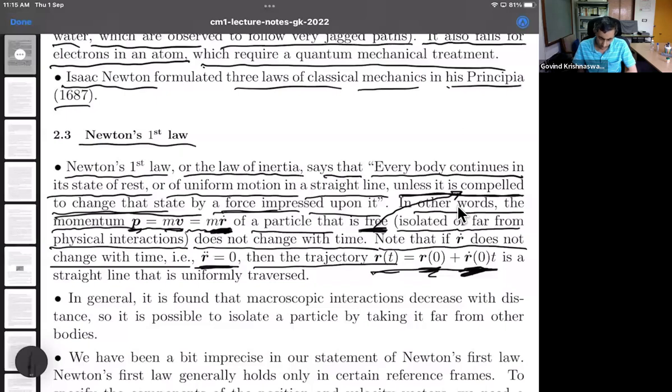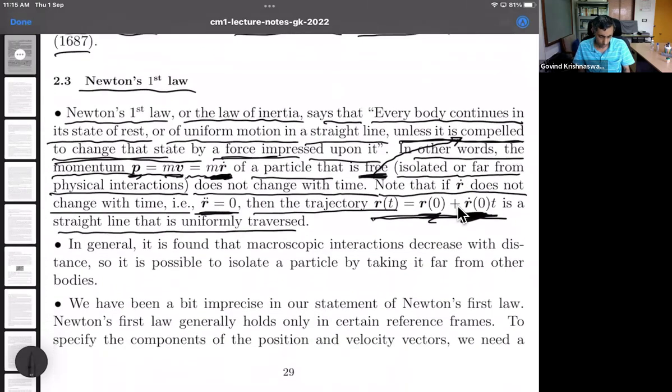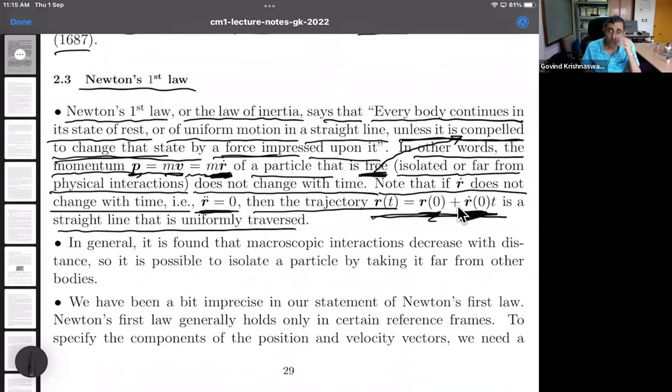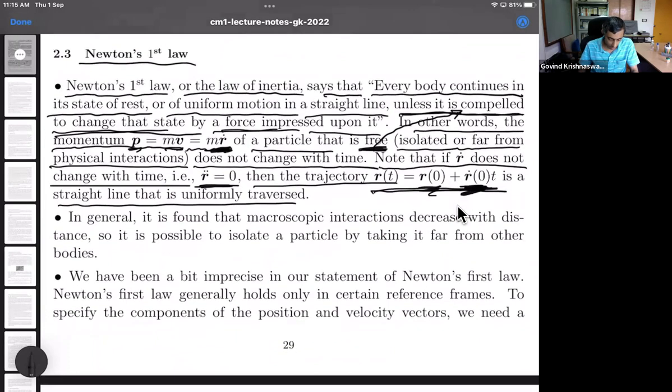Once we obtain the trajectory of the particle, we see that this is the equation for a straight line. A straight line that is moreover uniformly traversed because the speed is constant, and doesn't change direction either. Velocity doesn't change direction. So this requires many comments. We have not yet really understood the first law, so let me proceed a bit. Any question about what I said so far, at least?